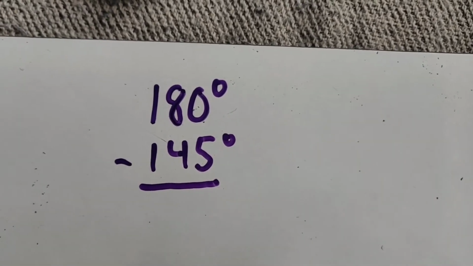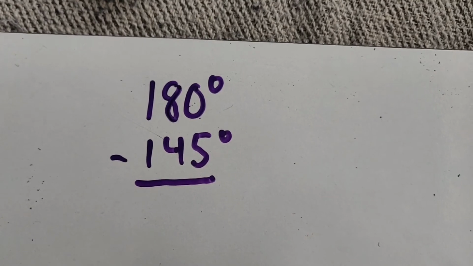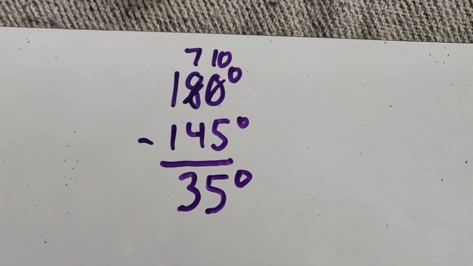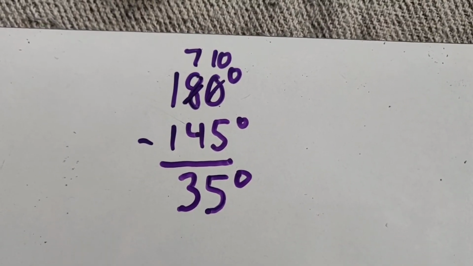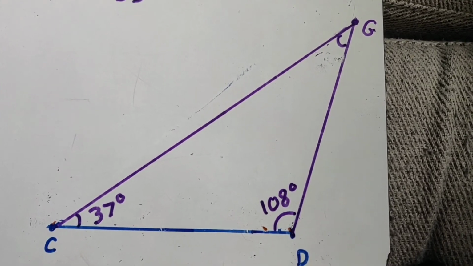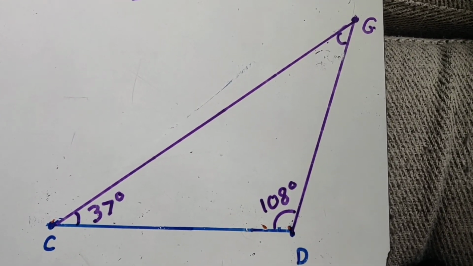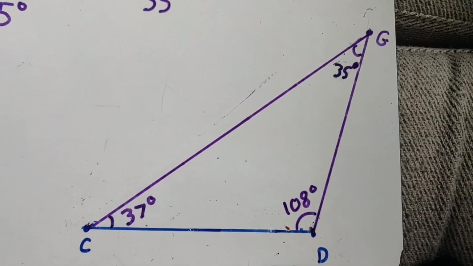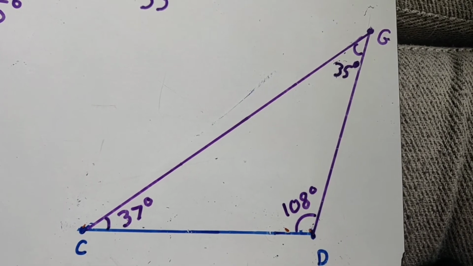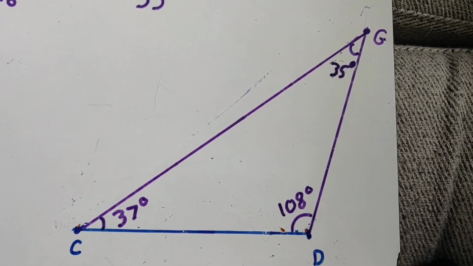Okay, welcome back. When you subtract 145 degrees from 180 degrees, you should have gotten 35 degrees, which means that, like we had measured earlier, angle CGD is 35 degrees. Now all three angles again add up to 180 degrees, as they must with every triangle.